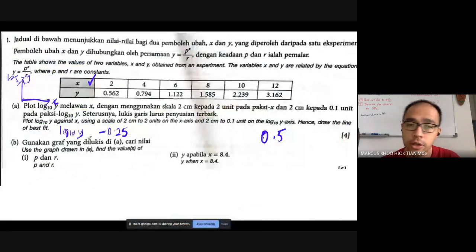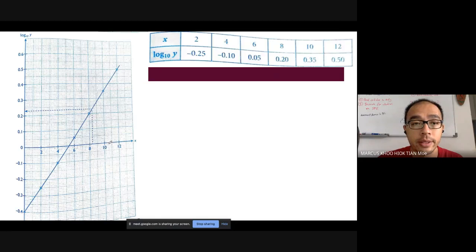Okay, so after you draw the table, as always you draw the graph, using the scale that is given, and this is the kind of graph that you should get. It is a little bit long because there is a negative value. There's negative 0.25 and then all the way to positive. So it is a slightly different graph, but this is how you should get it.